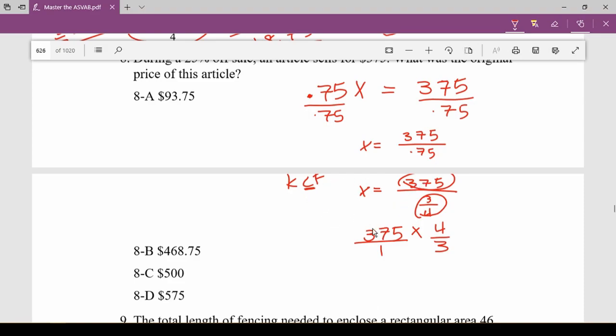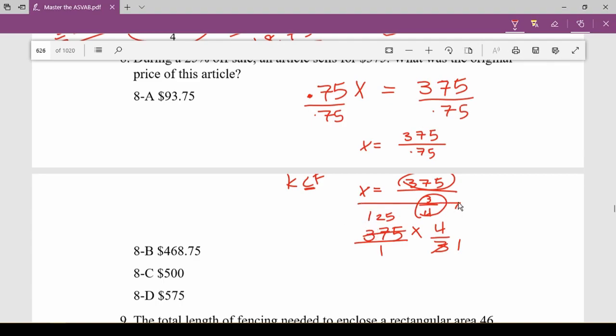Keep this number the same, which I did. Change from division to multiplication, which I did. Flip this fraction from 3/4 to 4 over 3. And then multiply. Now, before I multiply, I'm going to make an effort to reduce this problem. 3 goes into 3 one time. 3 goes into 375, let's see. 3 goes into 3 once. 3 goes into 75 25 times.